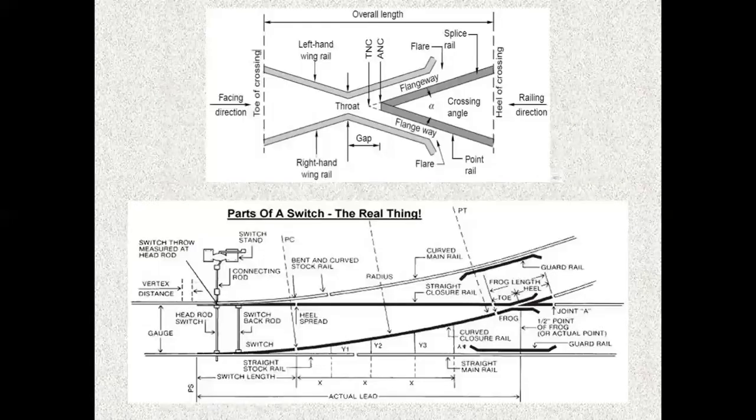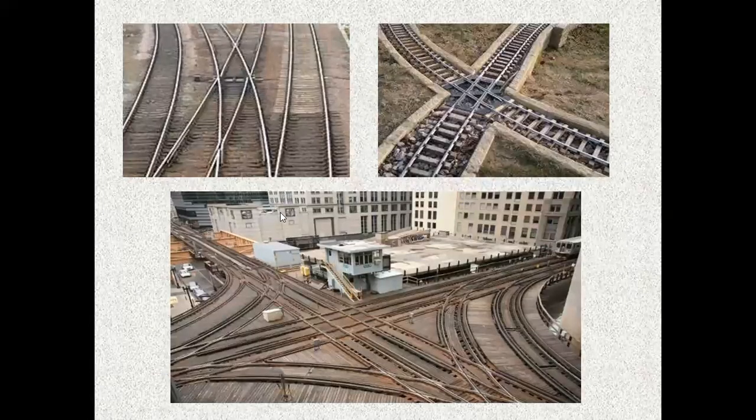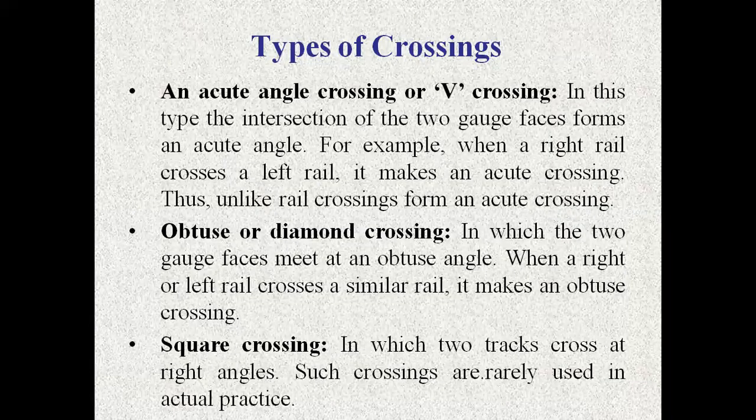Here you can observe in this image, if the two gauges of the tracks meet and form a crossing where the angle is less than 90 degrees, it is an acute angle. And if the crossing angle is more than 90 degrees, the angle provided between these two gauges of the tracks is known as an obtuse or diamond crossing.